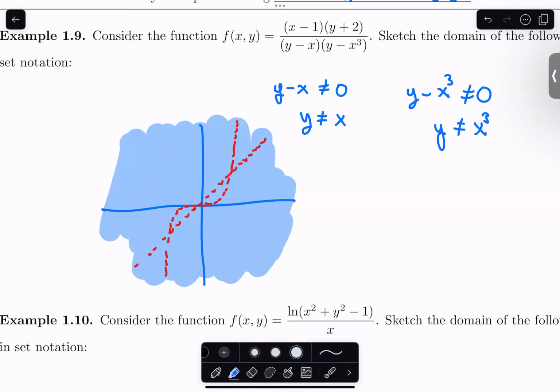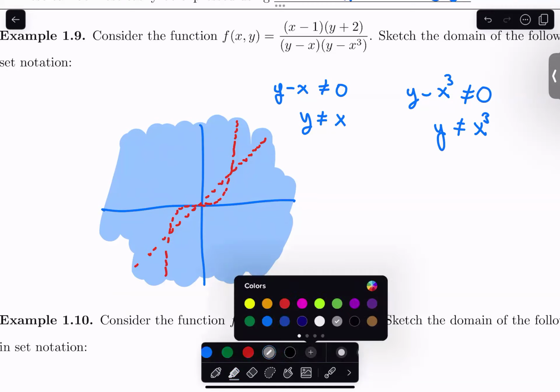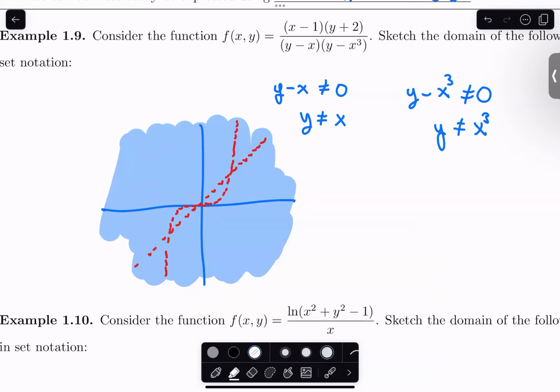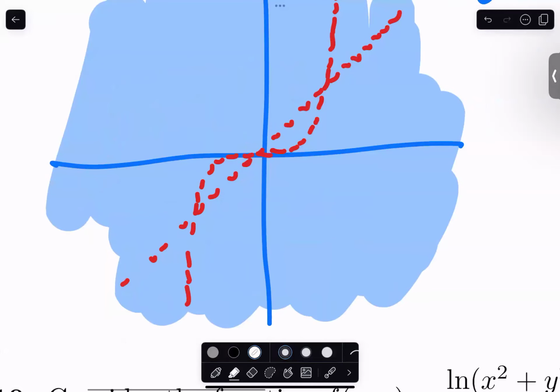Maybe I'll cheat a little bit here. Should have white. Oops. There we go. So again, we shouldn't include those lines there, but everywhere else in the plane is perfectly fine.